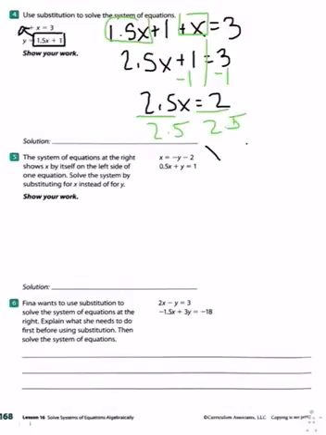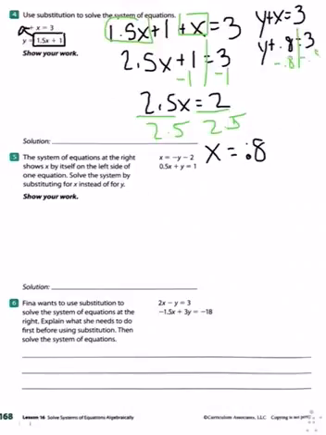When you do that, you get x equals 0.8. Then we plug the problem back in. So my equation is y plus x equals 3. I know x is 0.8. And so I'm going to combine my like terms. I'm going to subtract 0.8 from both sides. And I'm left with y equals 2.2. So my answer is 0.8 and 2.2.